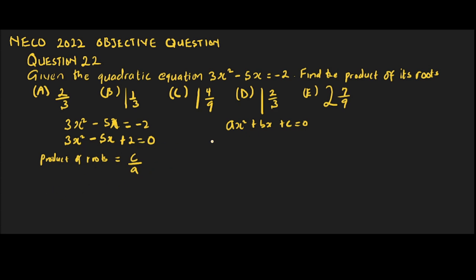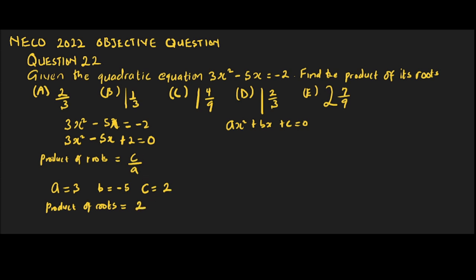The general form of a quadratic equation is this that I've written here. In this case, a is the coefficient of x squared, which is 3, b is the coefficient of x, which is minus 5, and c is the constant, which is 2. Now, to get the product of the roots, what we need is c. So the product of the roots is equal to c over a.